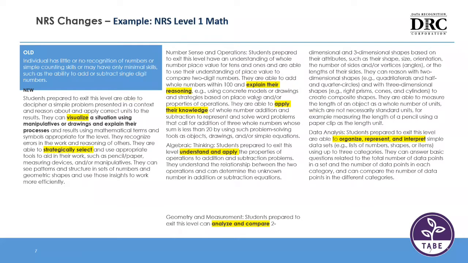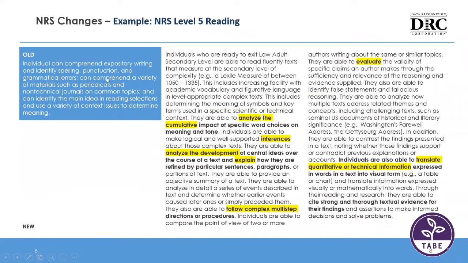as we see this is level one of math. Looking at reading at level five, again, the old TABE 9 and 10 descriptor that we were following was very short, one sentence. The new descriptor that we need to follow for TABE 11 and 12 is much more advanced. And we saw this across all the NRS descriptors.